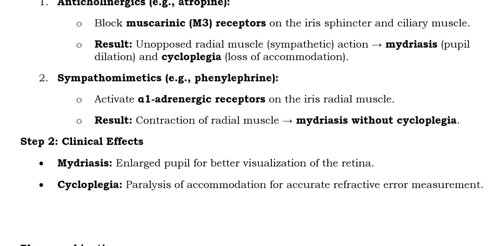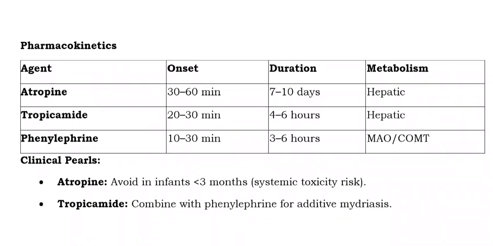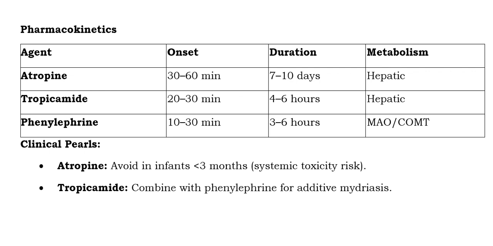Now, how do these drugs behave once we put them in the eye? Let's talk pharmacokinetics: onset, duration, metabolism. Sure. Our source gives a good overview. Atropine is a bit slower to start. How slow? It takes maybe 30 to 60 minutes for peak effect. And the duration, as we said, is long, 7 to 10 days. Wow. And how is it broken down? Mainly by the liver. Now, tropicamide is faster. Okay. Onset around 20 to 30 minutes, and duration much shorter, 4 to 6 hours. Also liver metabolism?